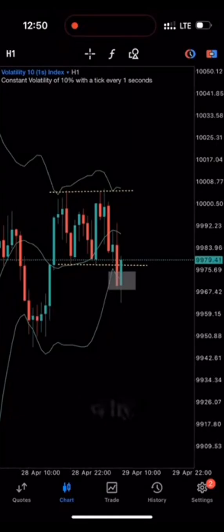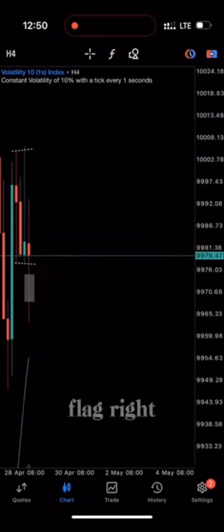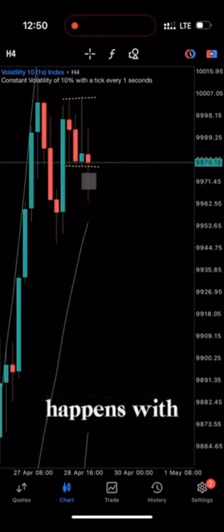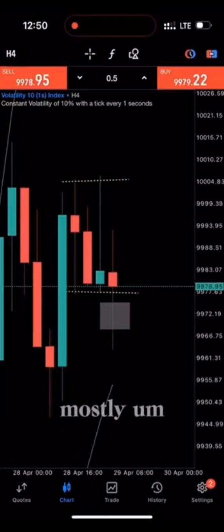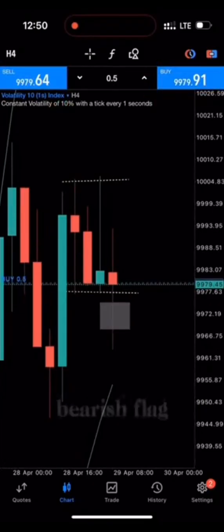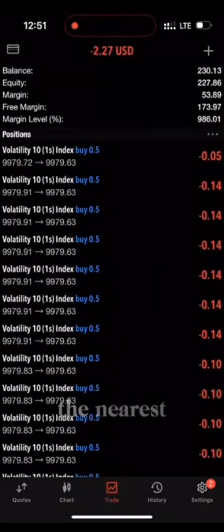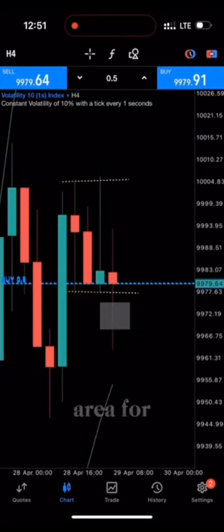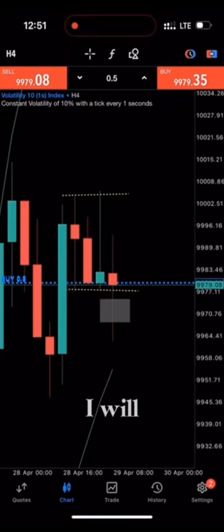because do you know why? Because this is a flag, right? And what happens with this flag is that mostly it looks like a bearish flag, right? So which means it's supposed to go up. So it goes for the stop losses of the early buyers, which is why it broke the trend line going downwards. So it will be trying to reach for the nearest area of influence, then it will bounce back going up. So then I will buy and then wait.